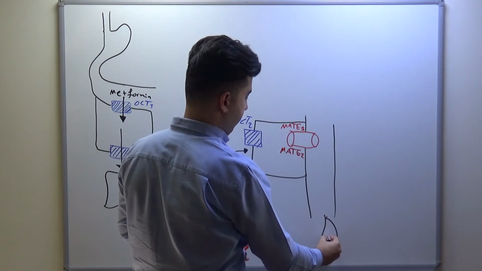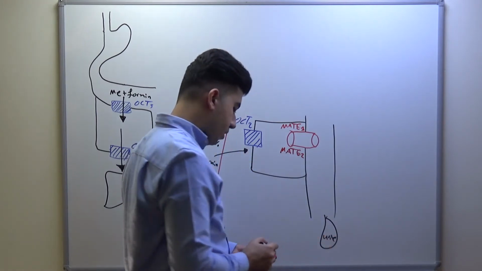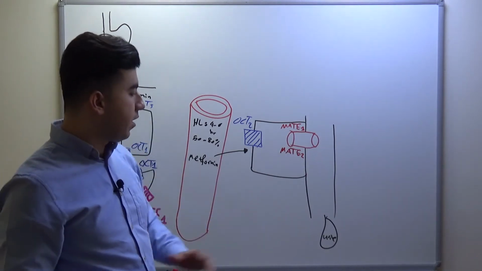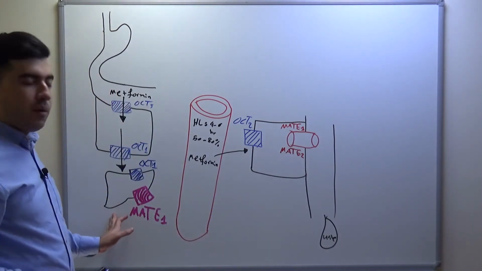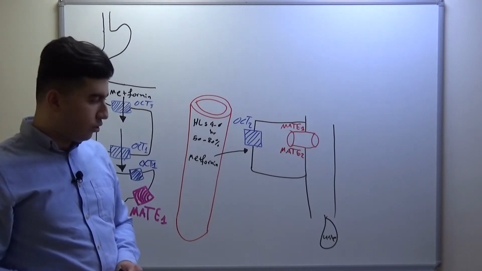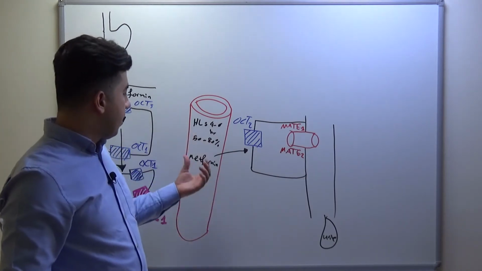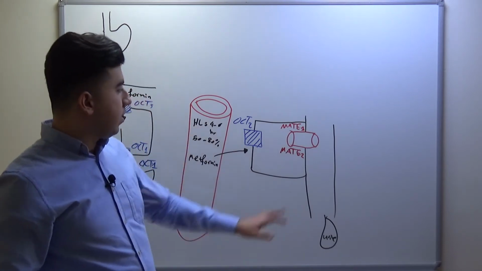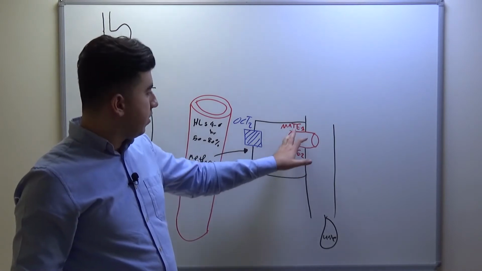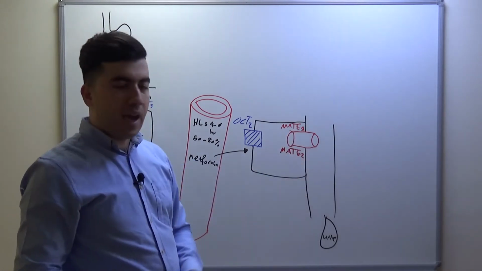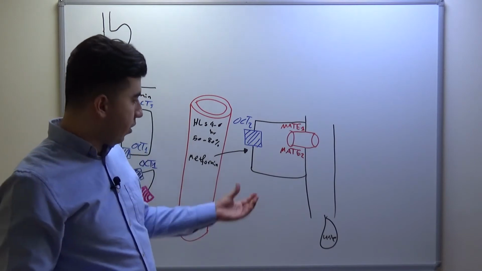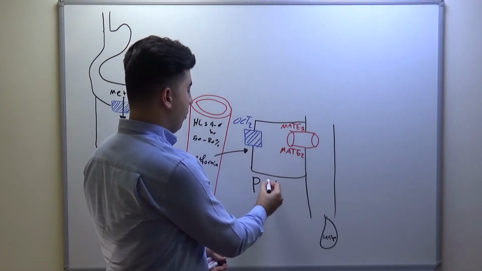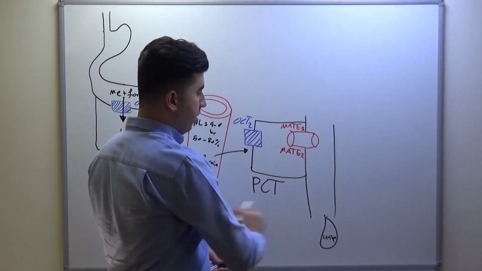So metformin is excreted through the kidney because it's not metabolized in the liver or in any other tissue. After remaining in the circulation with a half-life of about 4 to 6 hours, metformin is excreted through MATE1 and MATE2 by active tubular secretion in the proximal convoluted tubule. This is the proximal convoluted tubule, and it is excreted through the urine.